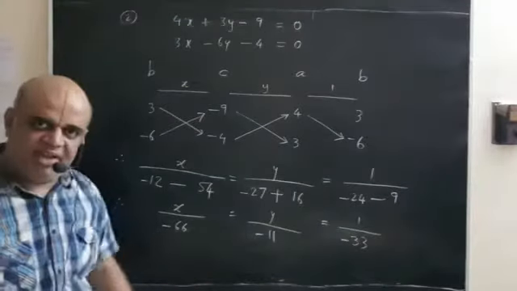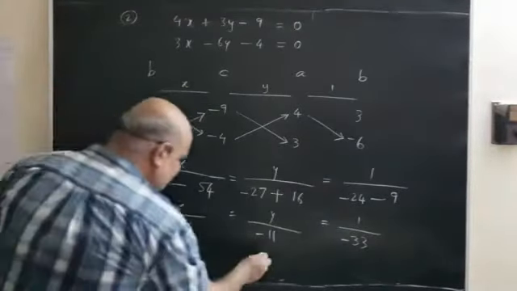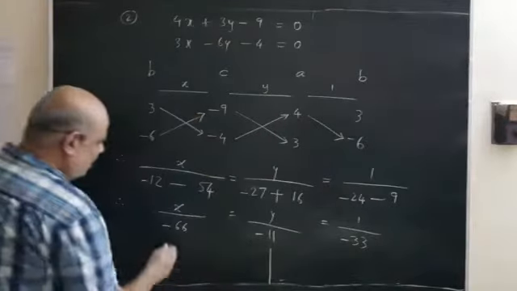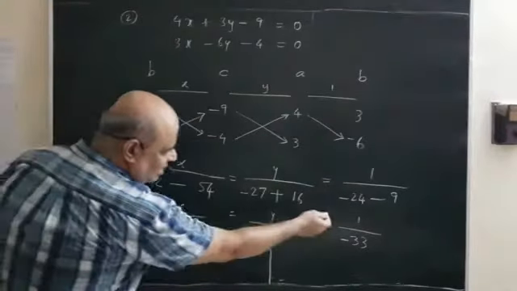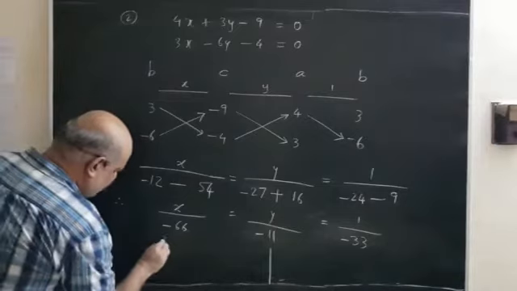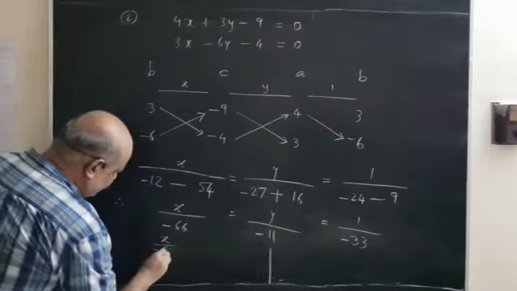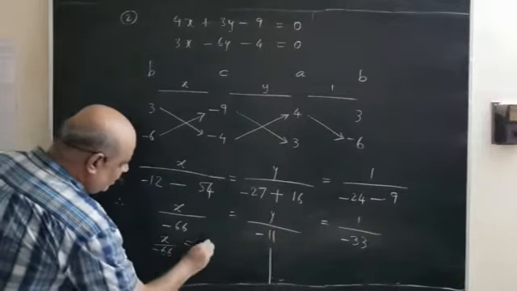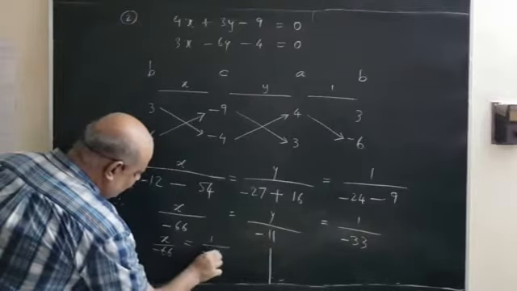I can't simplify any further, so what should I do? I separate it into two parts. I equate the x term with the number term there. So I get x by minus 66 is equal to 1 by minus 33.